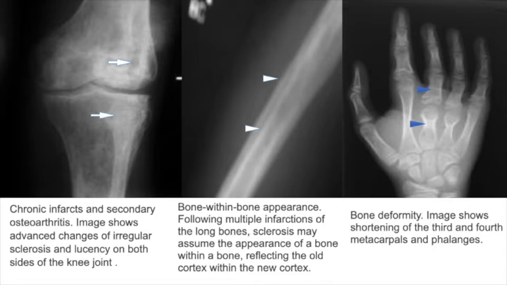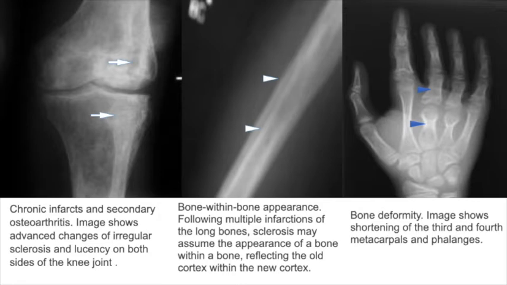And then the other finding is the bone-within-bone appearance. You can see it's like there is another bone inside of the long bone you are watching. You can see both cortices, like there are two cortices of the bone.